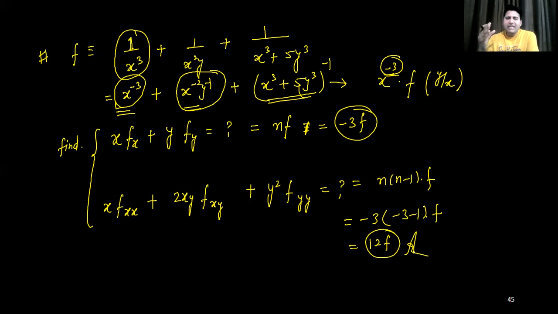In the next class, we will discuss if the function is not homogeneous. Till now, we are solving for homogeneous only. In the next class, we will discuss if the function is not homogeneous, then how the result of Euler's formula can be obtained.